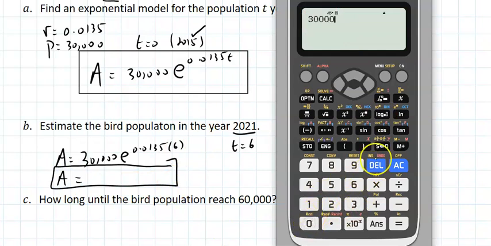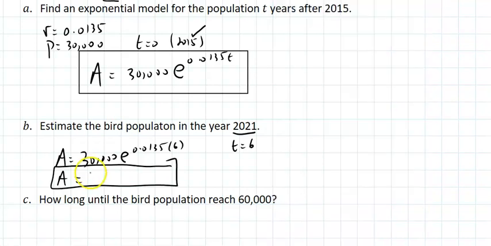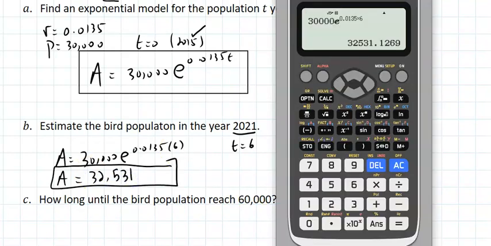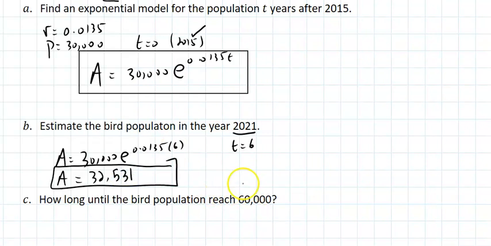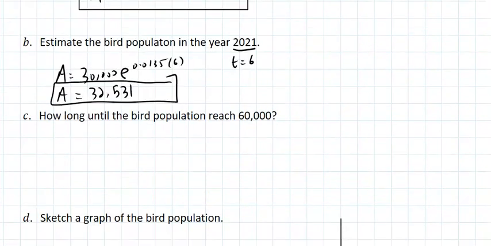And let's see how that works. 30, 1, 2, 3. Again, this calculator doesn't need times. Your calculator maybe needs it. Make sure you check as you're doing the homework before you get to the test. Times 6, enter. 32,531. 32,531 birds will be present 6 years from now. And of course, how long until the bird population reach 60,000? How long you're looking for time until A becomes 60,000.